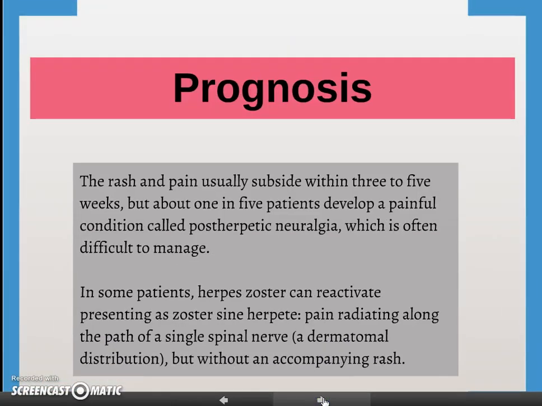Prognosis. The rash and pain usually subside within 3 to 5 weeks, but about 1 in 5 patients develop a painful condition called postherpetic neuralgia, which is often difficult to manage. In some patients, herpes zoster can reactivate, presenting as zoster sine herpete, pain radiating along the path of a single spinal nerve, a dermatomal distribution, but without an accompanying rash.